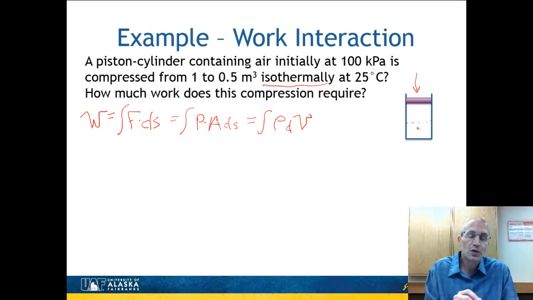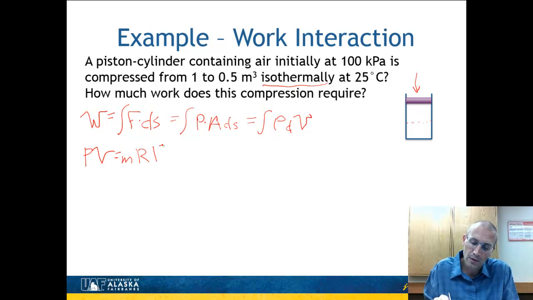Here, the pressure is going to change. It's actually going to be a function of volume, so we need an expression for that. If we assume that this material behaves as an ideal gas, we can use the ideal gas law that says PV is equal to mRT. In fact, T is a constant, so I'll call it mRT naught, which is equal to that constant C. So I can replace the pressure as C over V.